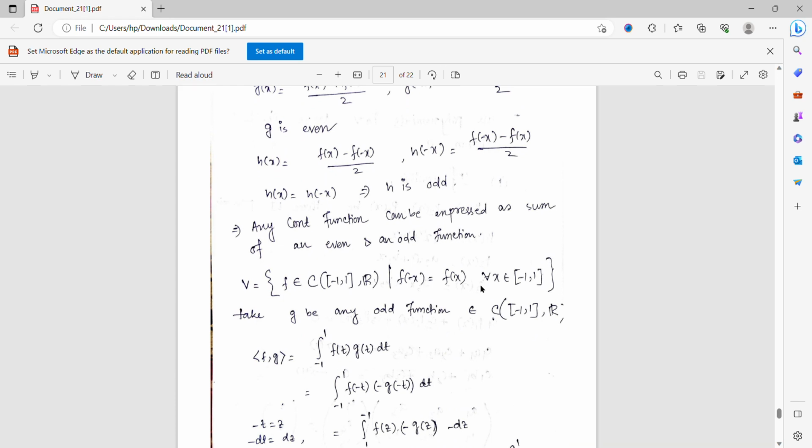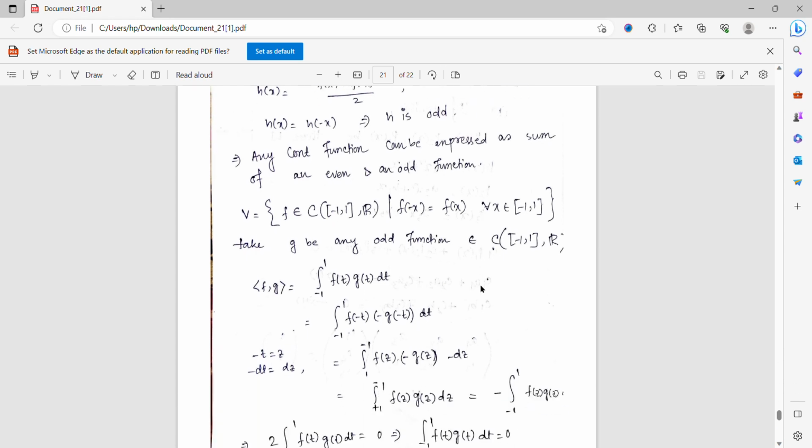So if I take g to be any odd function, and if I choose any even function f from V, then the inner product of f and g is the integral from -1 to 1 of f(t) g(t) dt. I know that f(t) equals f(-t) and g(t) equals minus g(-t). So I just replace it: f(-t) times minus g(-t) dt.